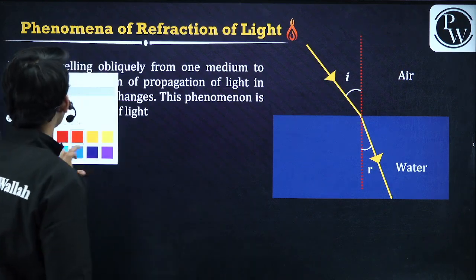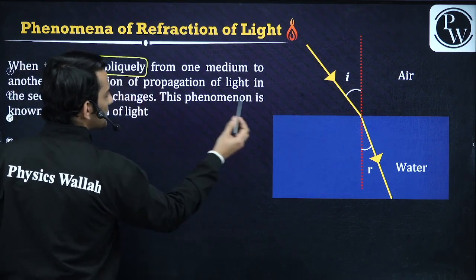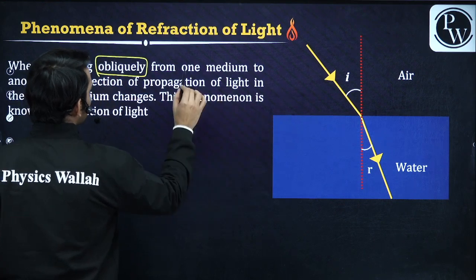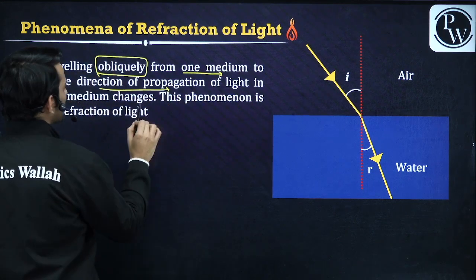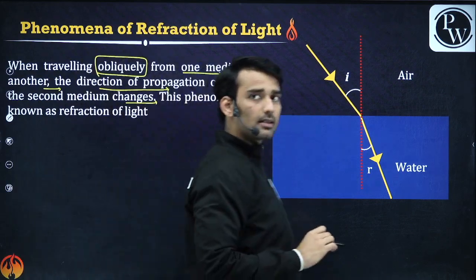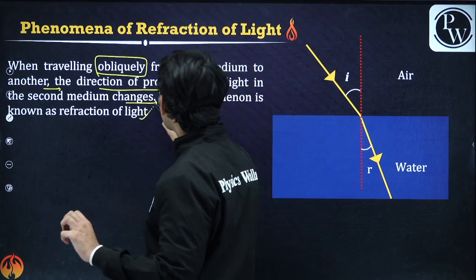So refraction is known as the bending of light. That is when light travels obliquely, obliquely meaning at a certain angle to the interface, from one medium to another, the direction of propagation of the light changes. The direction changes, it bends either away from the normal or towards the normal depending on the refractive index, right?